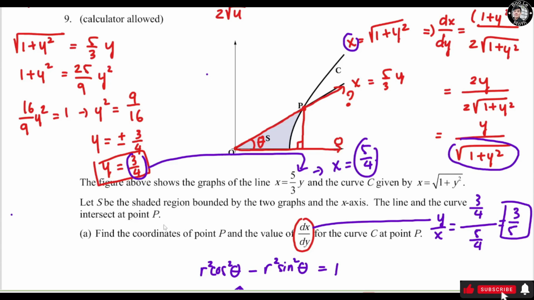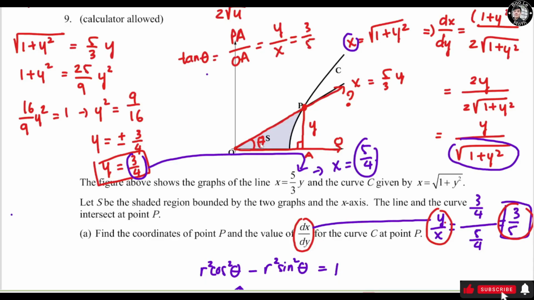Now we're going to use the trigonometric ratio in the right triangle. So we have tangent theta is going to be opposite over adjacent. I call this point A, so it could be PA over OA. PA means the y value, OA means the x value, and y over x we got it right here, 3 over 5. So this one is 3 over 5.